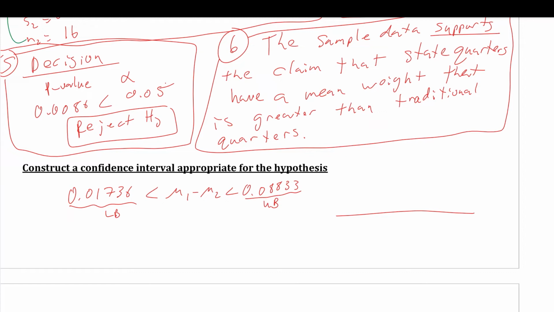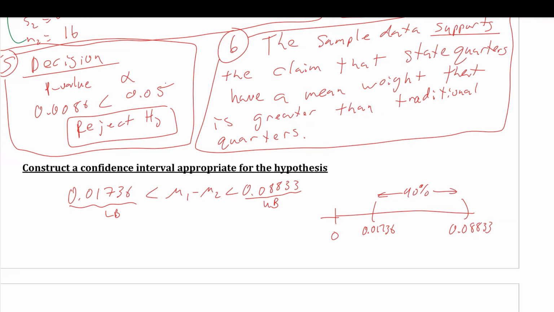And we have our lower bound, which would be somewhere around here, which is 0.01736, upper bound being 0.08833. So we can say with 90% confidence that the difference between mu1 and mu2 is somewhere between these two numbers here. Okay, where's 0 at? Well, 0 should be somewhere around here. Okay, so we're 90% confident that our true value is somewhere between these two values here.